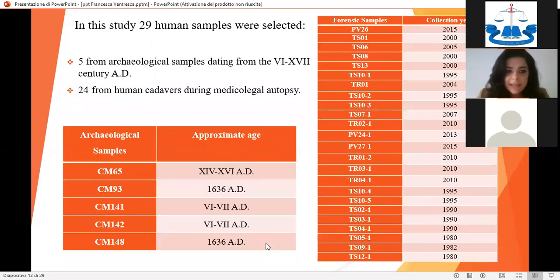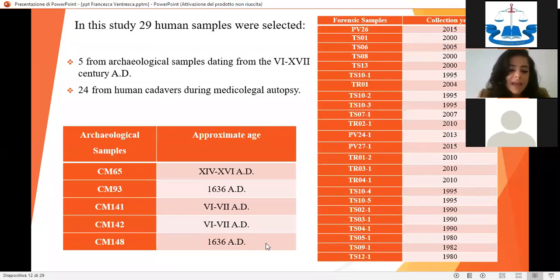In my study, 29 human samples were selected: five archaeological samples dating from the 6th to 17th century after Christ, and 24 from human cadavers during medico-legal autopsy. We have used the term archaeological to indicate the very, very old samples, and the term forensic to indicate the more recent samples.